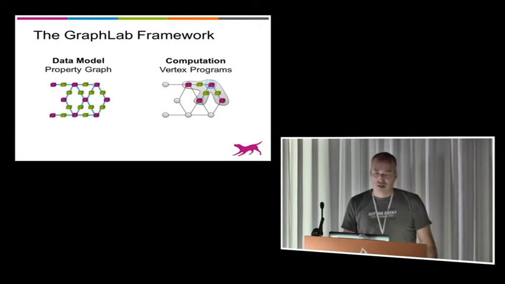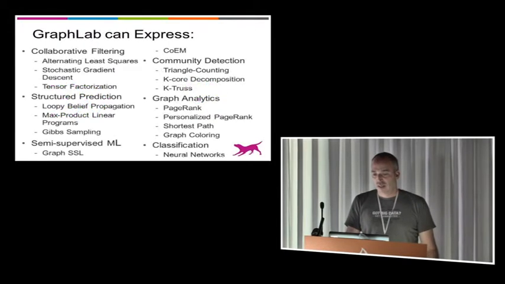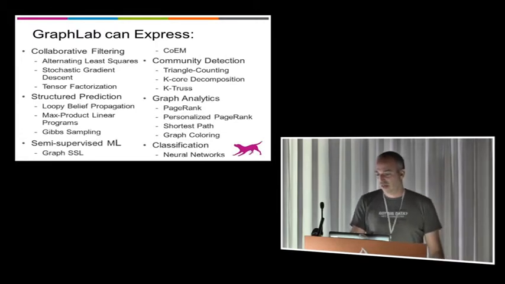And I'll show just a nutshell of a few performance results. So in GraphLab, as I said, we have the graph which represents the problem, and we have the computation, which is what we run on this graph in order to compute some kind of machine learning algorithm.